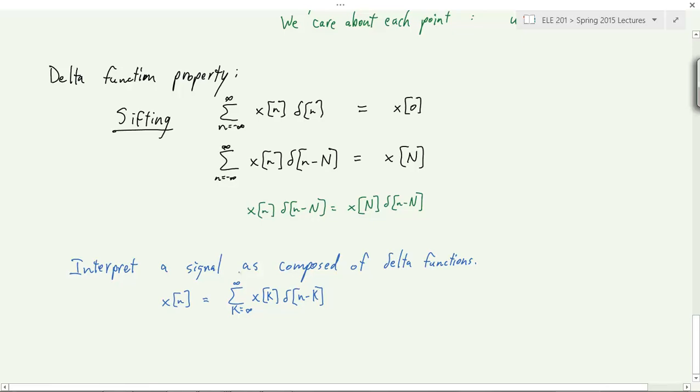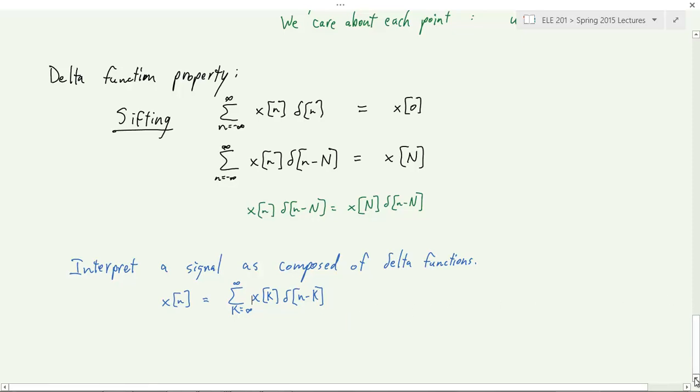But notice that now we have an interpretation where x of n can always be written as a sum of delta functions, each with a certain shift, and where the value of x is the coefficient of that delta function. It's exactly the decomposition I just did as an example. Okay, so many ways to think about this.